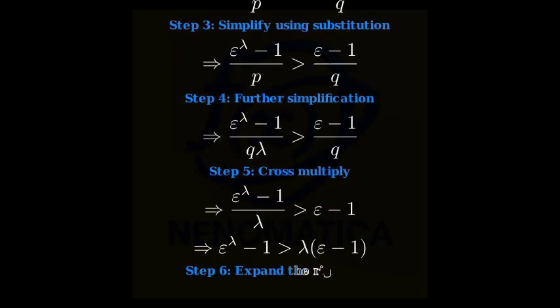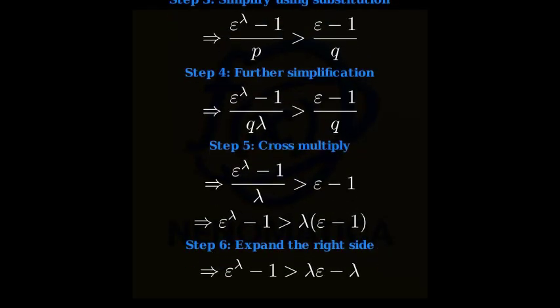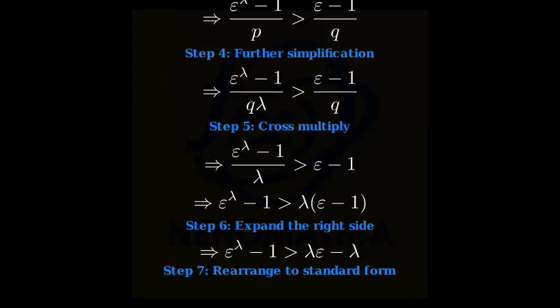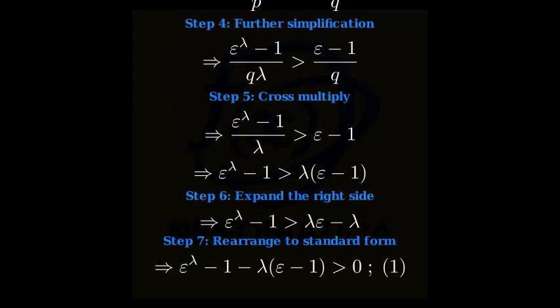Let's expand the right side of our inequality. We get epsilon to the power lambda minus 1 is greater than lambda times epsilon minus lambda. Now, let's rearrange the terms to get our inequality into a standard form. We move all terms to the left side of the inequality, giving us epsilon to the power lambda minus lambda times epsilon plus lambda minus 1 is greater than 0. This is our important inequality that we'll label as inequality 1.